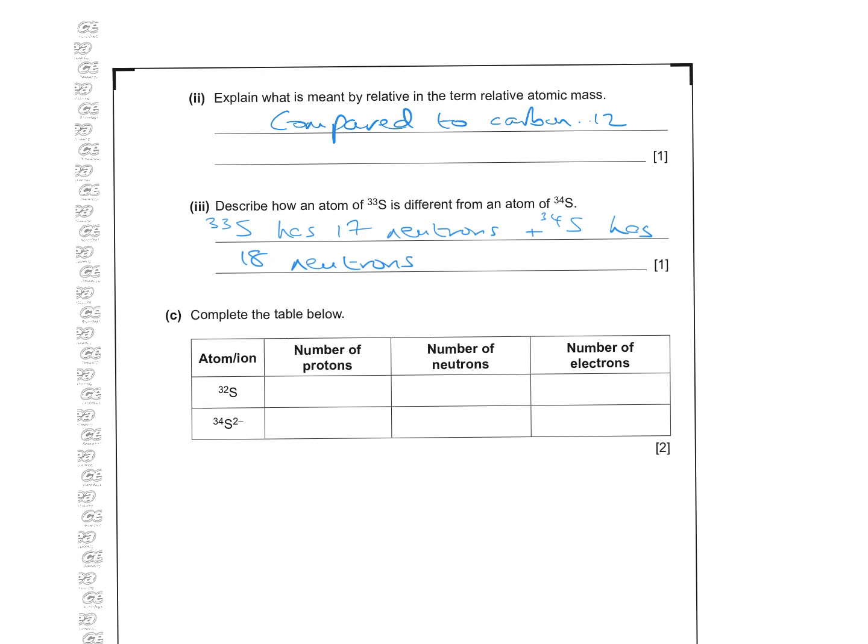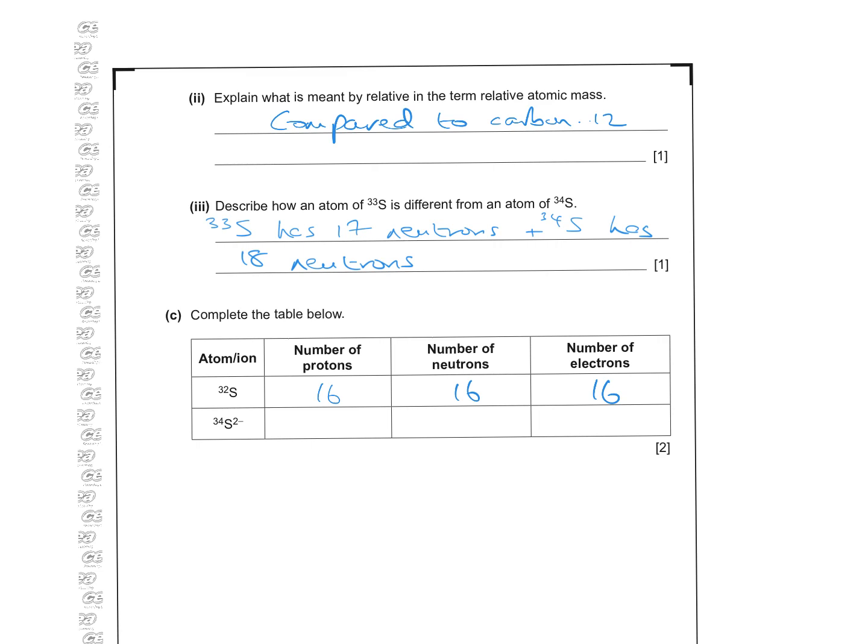Complete this table. Well, the number of protons in sulfur 32, I've already said, is 16. The neutrons, you subtract 16 from 32, 16. And the electrons in an atom is going to be the same as the protons. It's also 16. Remember, all atoms have equal numbers of protons and electrons.